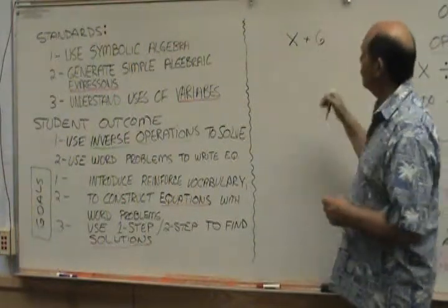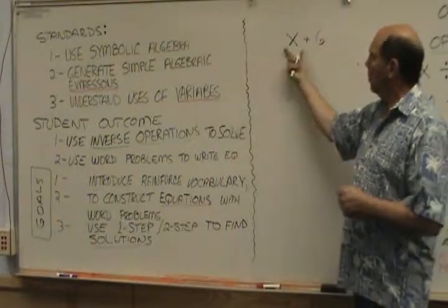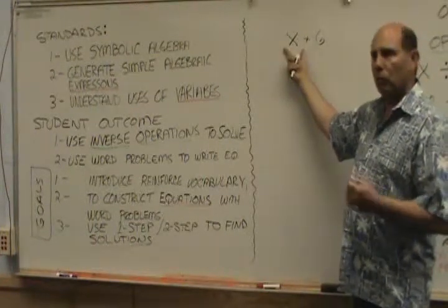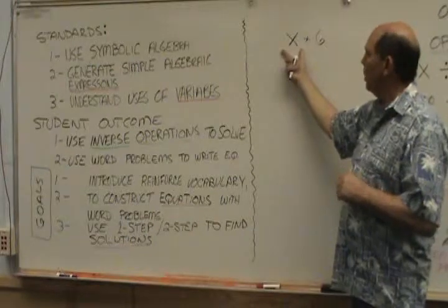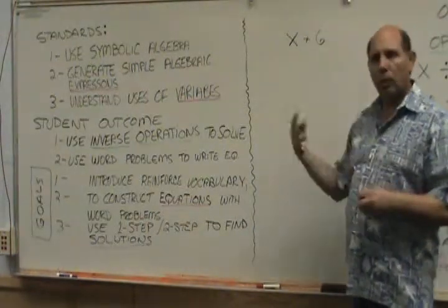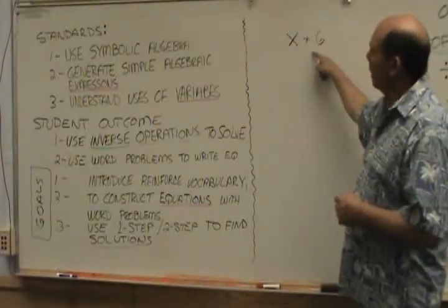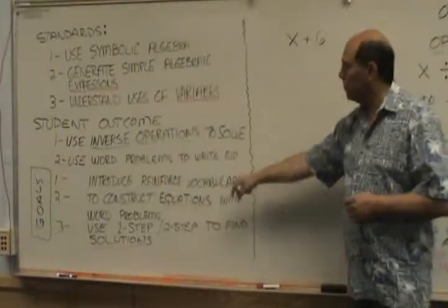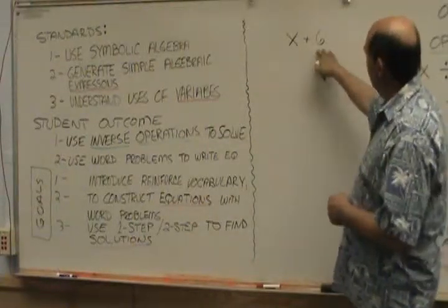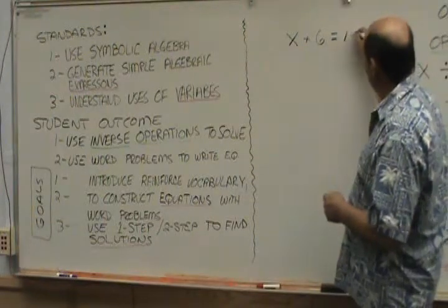x plus 6. And what this means is that this is a variable, which is like a box, and you don't know how many pieces are in there, but you know it's a box of candy plus 6 more. And so that's what an expression is. You're expressing some kind of idea. And an equation is an expression that equals another expression.